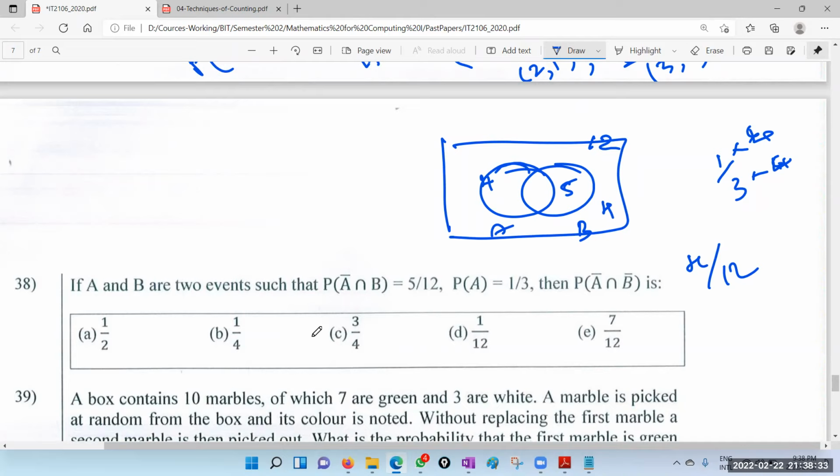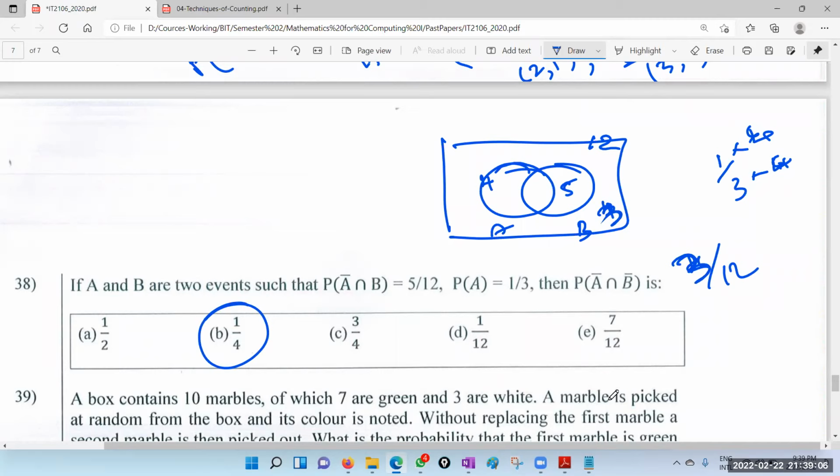1 out of 3 is also from there. Right? Where are those? This is 3, right? Sorry. 5 plus 4 is 9. So 12 minus 9 is 3. So 3 out of 12. Or in other words, if you simplify, it is 1 out of 4. Usually we don't simplify, but the examiner has simplified it. Okay, 1 out of 4.